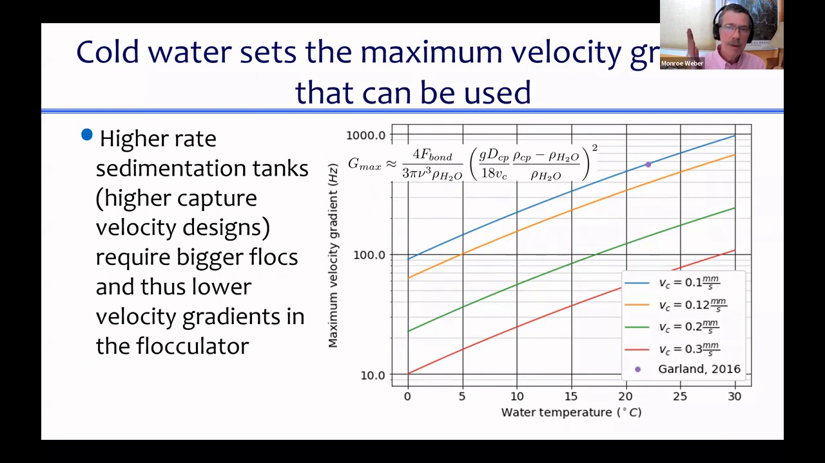What I'm showing, based on this model, is that the maximum velocity gradient you can use in your flocculator, given a capture velocity in your sedimentation tank, plummets as the temperature drops. That means if you're designing a water treatment plant that's going to have to treat both cold water and warm water, what matters is the cold water. It's the cold water that's going to be hard to treat, and you have to make sure you design your flocculator with a low enough velocity gradient so that it will still work when the water is cold.